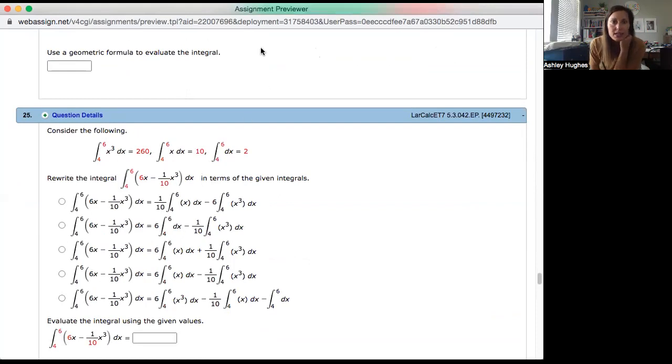All right, let's see. I have 3 integrals to deal with. So I have x cubed, which I see right here. I have just plain x, which I see right here. So what we're going to do is any scalar multiples can just come out front.